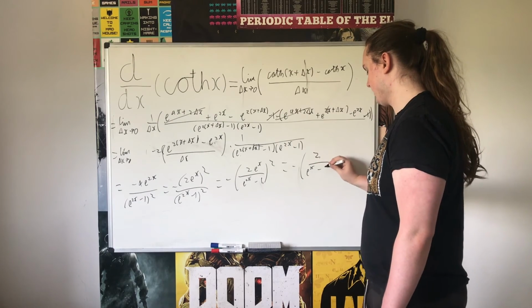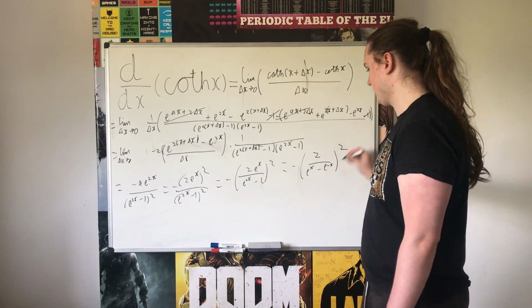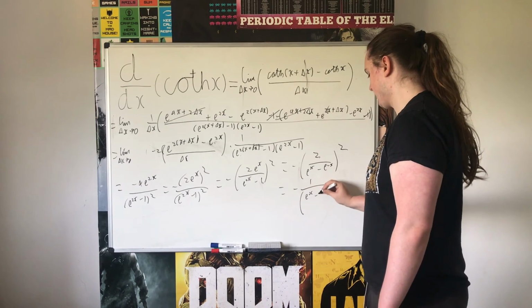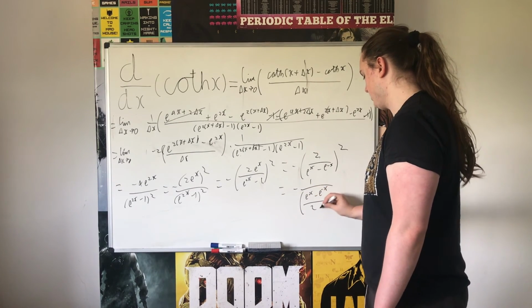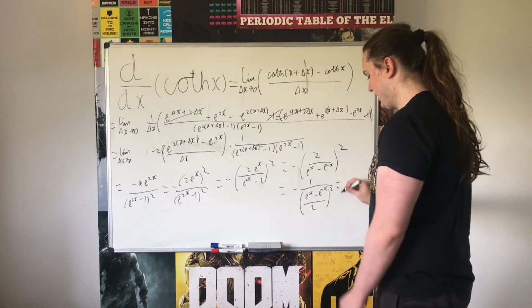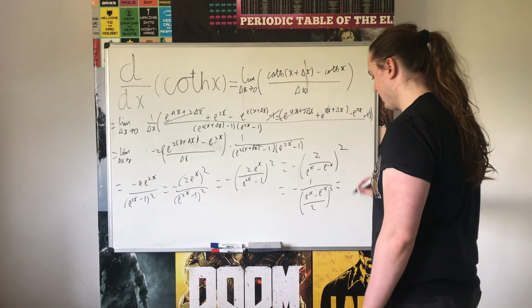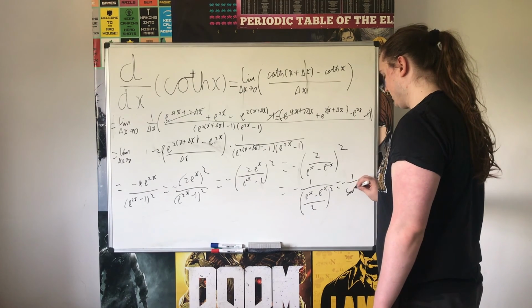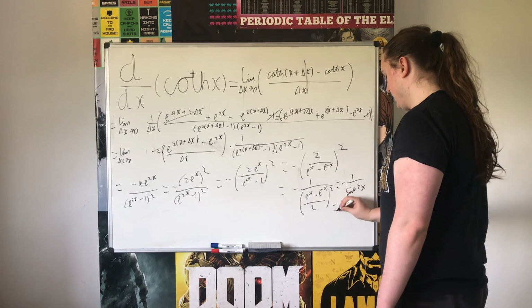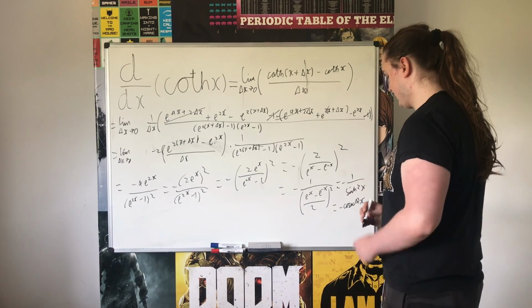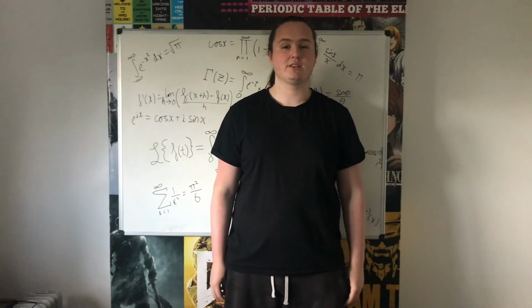So this should be minus 2 over (e to the x minus e to the minus x) squared, which is the same as minus 1 over ((e to the x minus e to the minus x) over 2) squared. Now this is just sinh x, so this becomes sinh squared x. So it's minus 1 over sinh squared x, which is just minus cosech squared x. And then we're done.